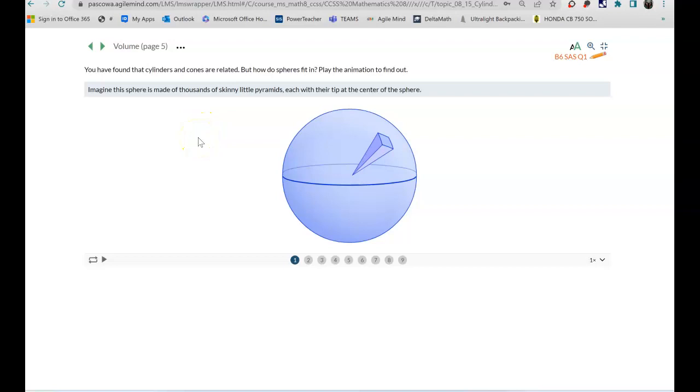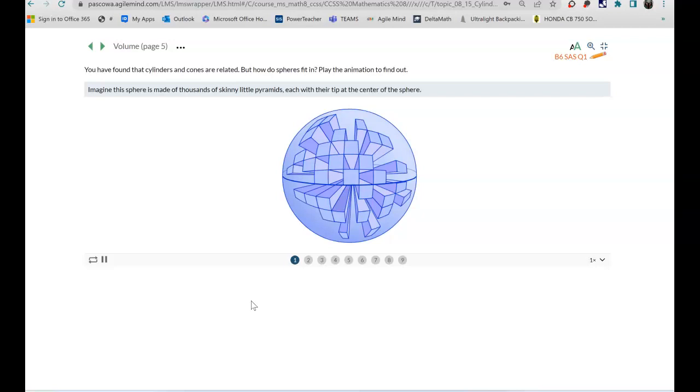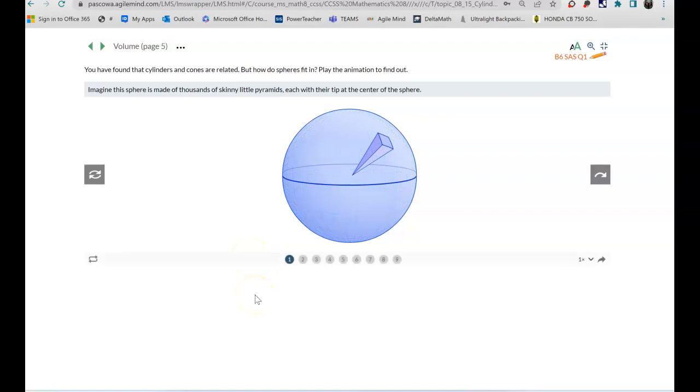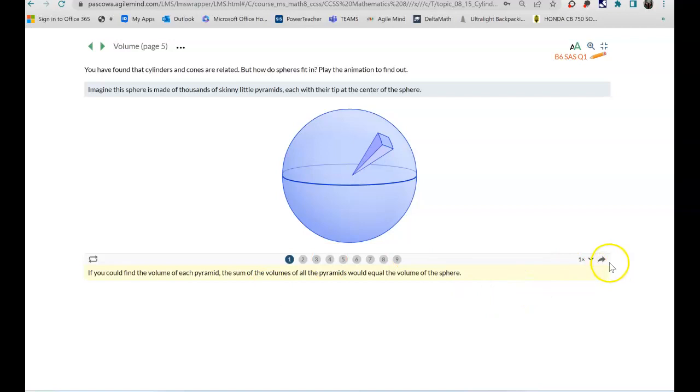Now, I want you to imagine that a sphere is made of thousands of skinny little pyramids, each with their tip at the center of the sphere. You can see those things filling in all around inside that sphere, all the tips pointed in, all the bases around the outside. Pretty impressive, right? If you could find the volume of each pyramid, the sum of all the volumes of all the pyramids would equal the volume of the sphere.